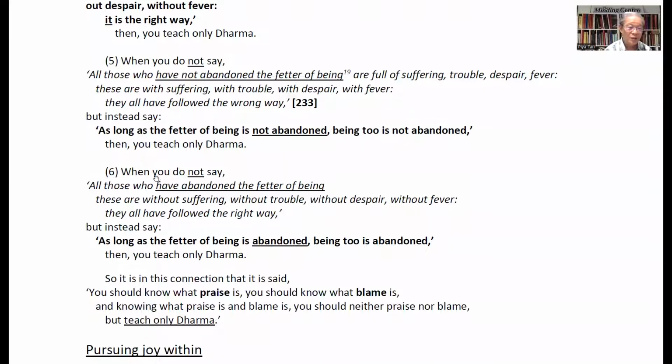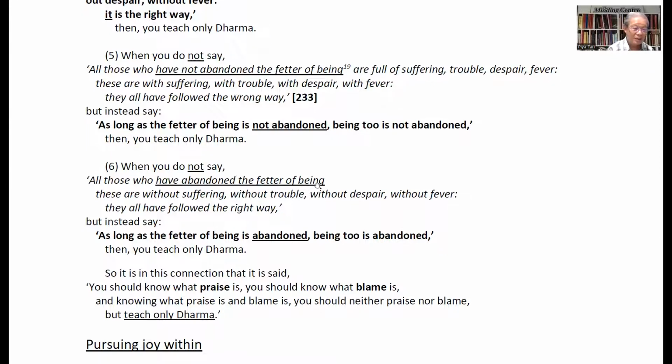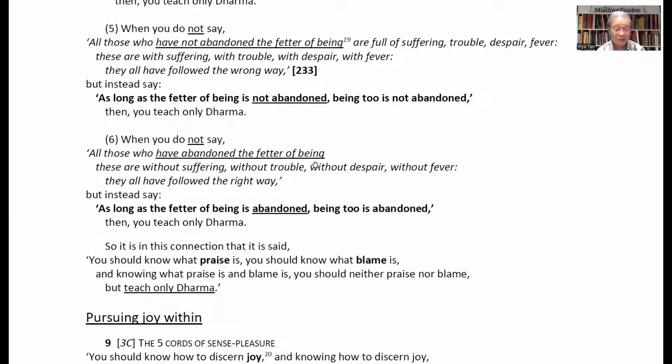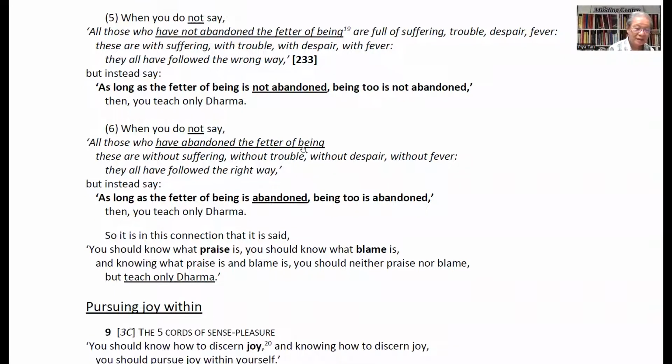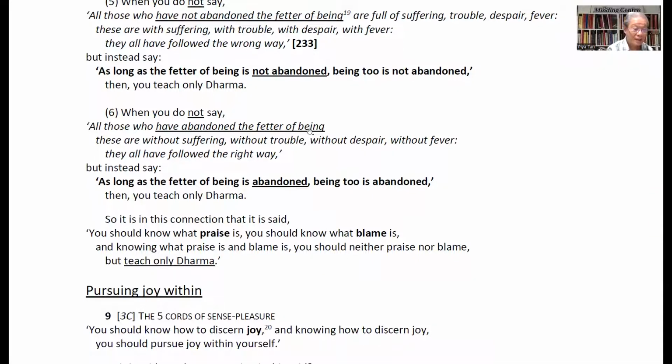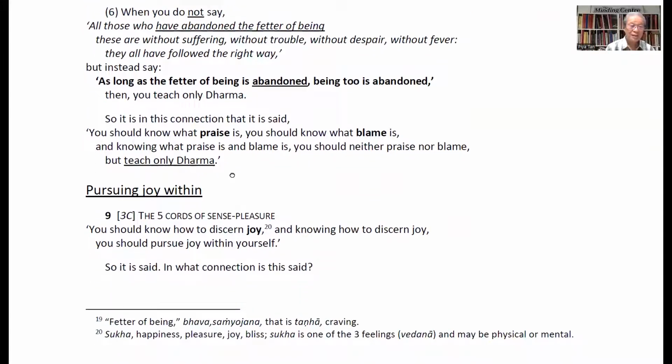Six, you do not say, "All those who have abandoned the fetter of being," right? So you don't stress the person, people who have given up desire for rebirth and so on, that they follow the right way. You don't use the word people, but instead you say, "As long as the fetter of being is abandoned, being too is abandoned." So when this fetter is overcome, this mental view is gone, then there is no more rebirth. You're talking about the state. Then you teach only Dhamma. So it is in this connection it is said, you should know what praise is, you should know what blame is. And knowing what praise is and what blame is, you should neither praise nor blame, but teach only Dhamma.